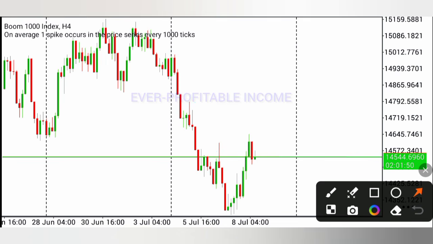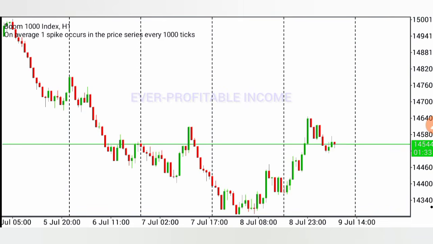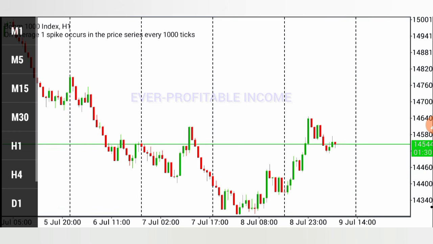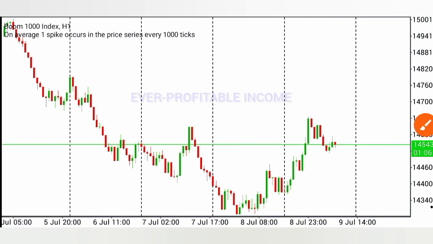So for you to catch spikes on Boom and Crash, ensure that your higher time frames, H4, H1, the 30 minutes, are all what? Bullish. Now look at that. This is the H1. You can see that it is bullish now. So having seen this, what you should be looking out for is an opportunity to catch some spikes. Make sure that you check out your higher time frame first before taking a position on the lower time frame.